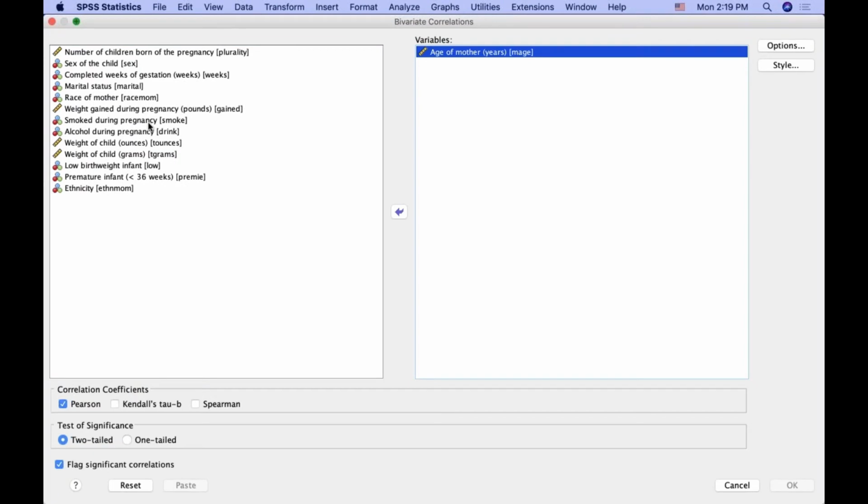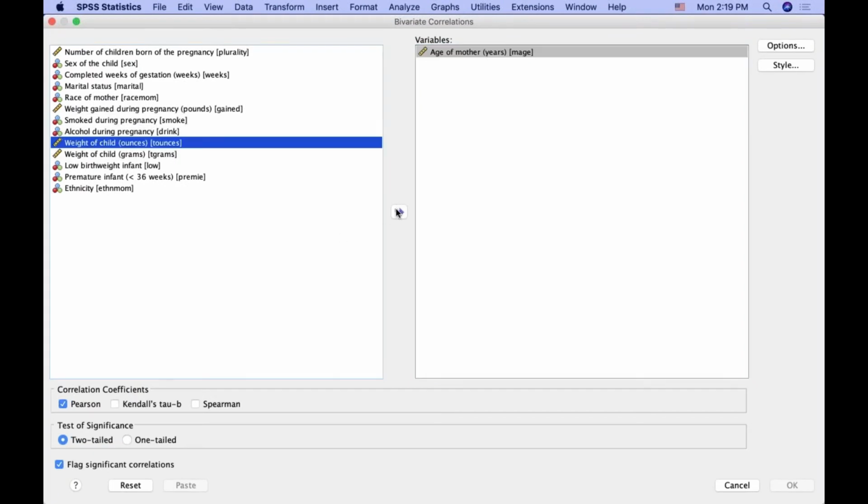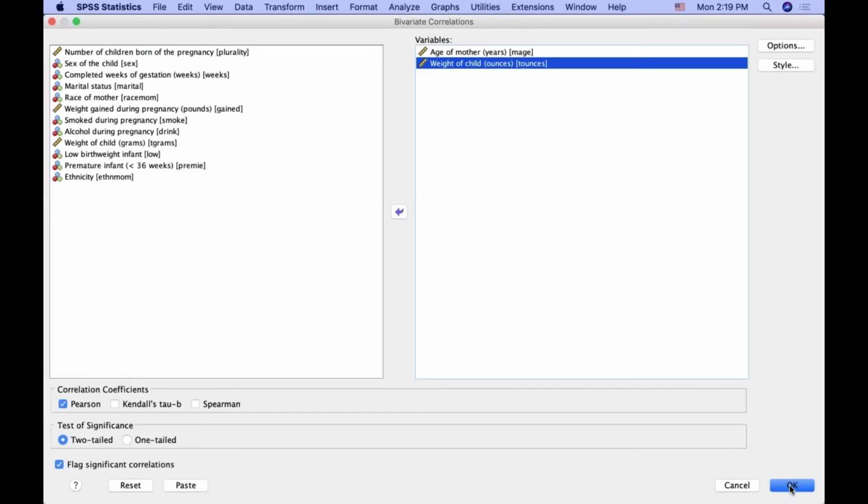And I'm going to move the weight of the child in there in ounces. And I'm going to go ahead and do our analysis. I'm going to click OK.